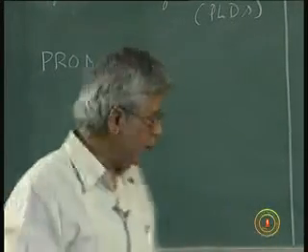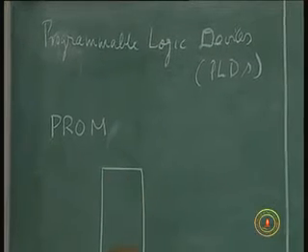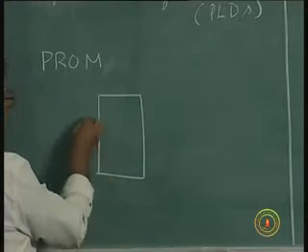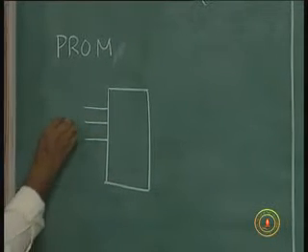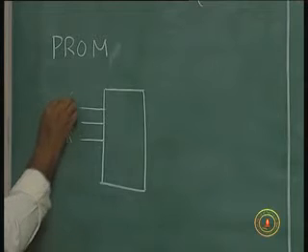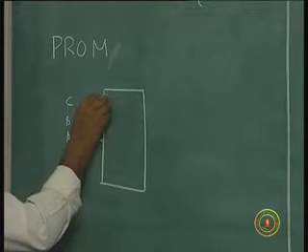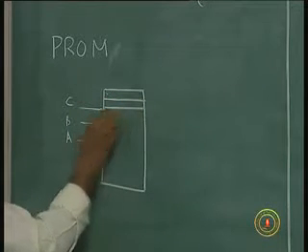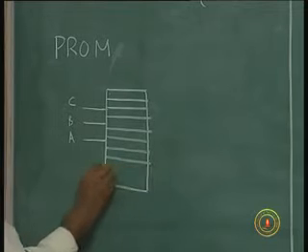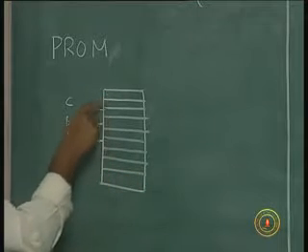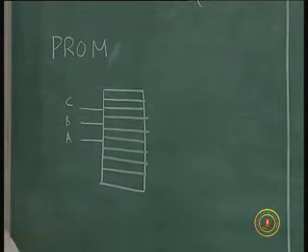So the ROM will have inputs, the three inputs, let us say A, B, C, and for each combination of these inputs, there may be a certain value stored in it. Outputs, these are the outputs. There are 8 combinations: 1, 2, 3, 4, 5, 6, 7, 8. I think I have drawn one too many.